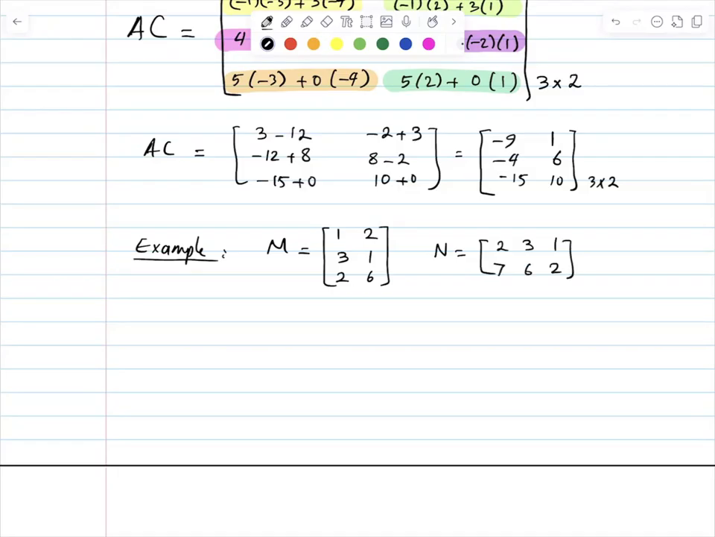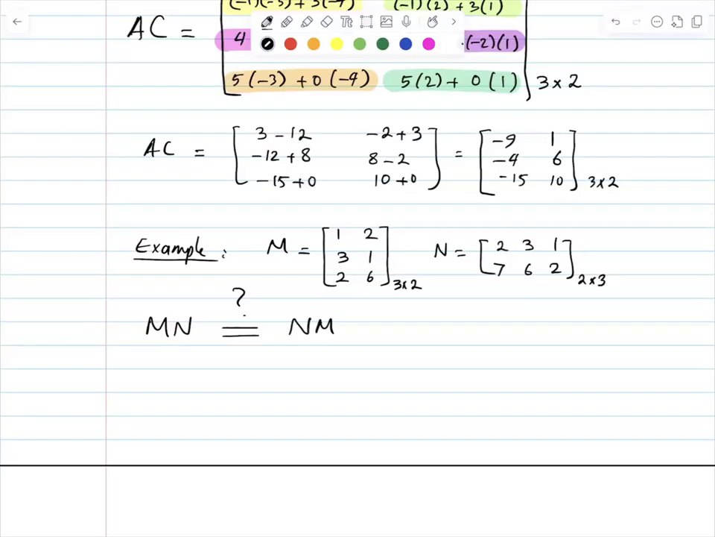Can I find a product between M and N? This is the very first question that you should be asking. Is M by N a possibility here? This is 3 by 2, and this is 2 by 3. Can I calculate N by M as well? Can I switch the order between these two? And the next question, are these two matrices equal to each other? So these are the types of questions that you should be asking.